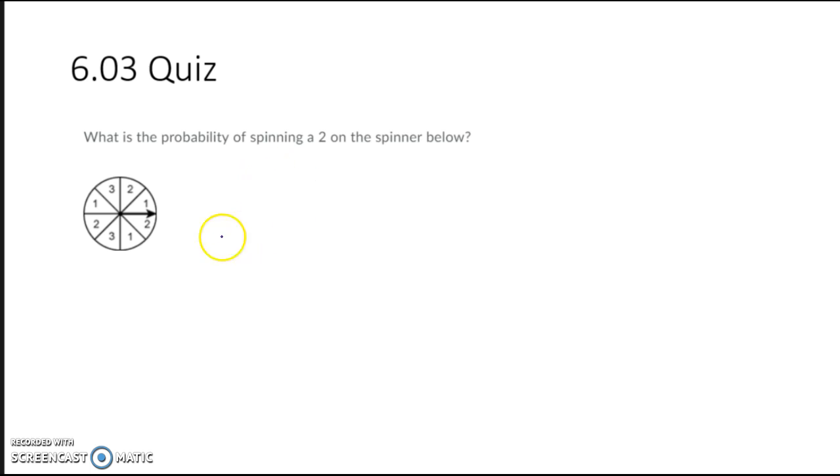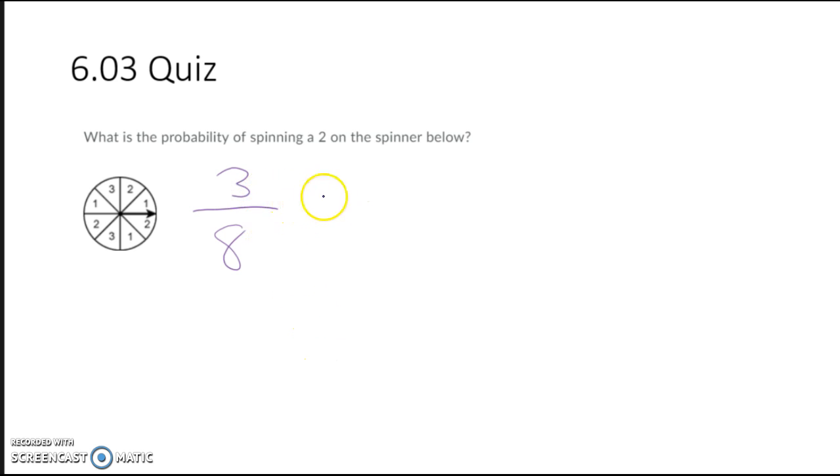One more I wanted to look at here. I noticed a number of us missed this one, and I'm wondering if maybe we just counted the spaces wrong or something like that. So it says, what's the probability of spinning a 2 on the spinner below? Well, there are 8 spaces, so there's 8 total options, and 1, 2, 3 of them are 2s.